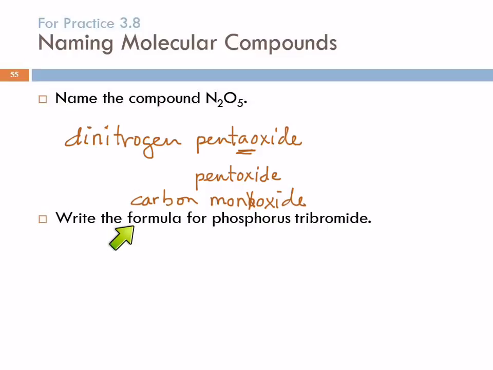Let's write a formula. So here we have a formula, phosphorus tribromide. We can recognize this as a molecular compound because the first element is a nonmetal, and the second element is a nonmetal. And then this prefix in there is a big clue as well. So what's the symbol for phosphorus? P. And how many phosphorus atoms are in this formula? Just one. We left off the mono. Tribromide. Bromide is Br, and how many bromides are there? 3. So PBr3. Any questions?